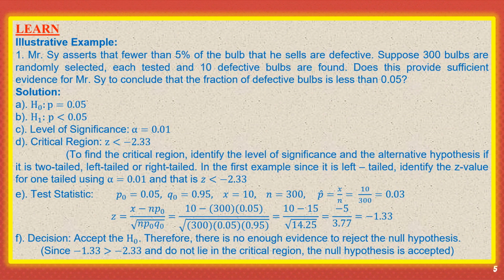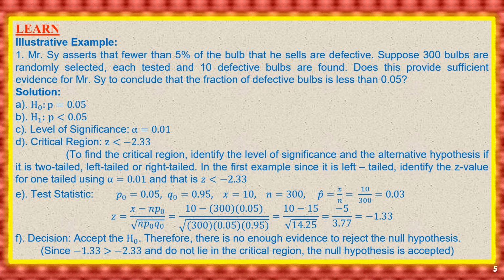For illustrative example number 1, our solution: your null hypothesis is p equals 0.05. Your alternative hypothesis is p less than 0.05. Your level of significance is alpha equals 0.01 and the critical region is z less than negative 2.33. So same thing, to find your critical region, identify your level of significance and its alternative hypothesis if it is two-tailed, left-tailed, or right-tailed. So in the given example, that is left-tailed and the alpha is 0.01, so your z value is less than negative 2.33.